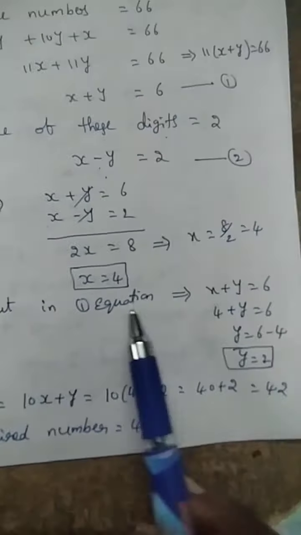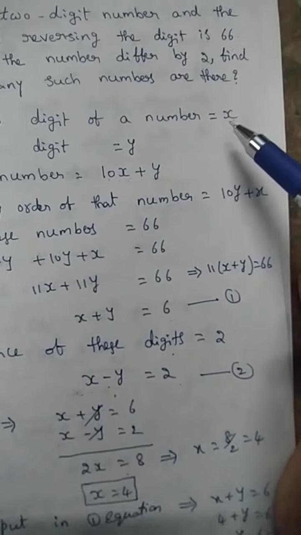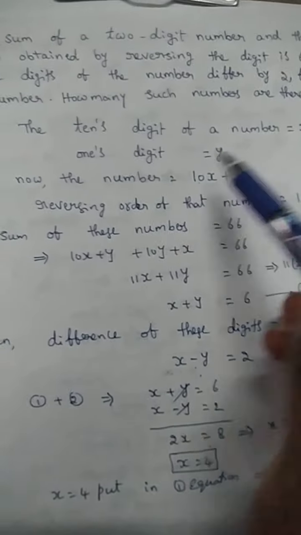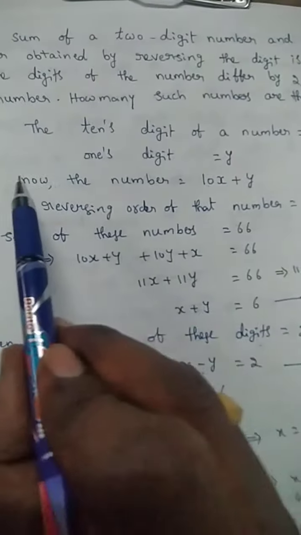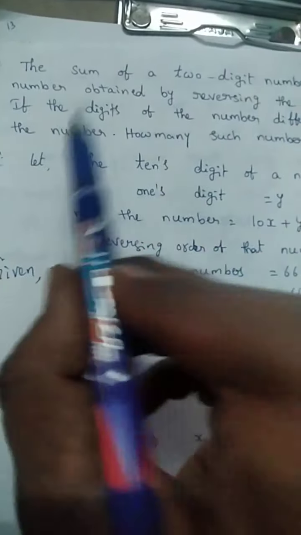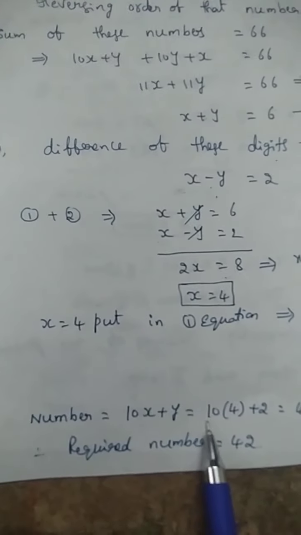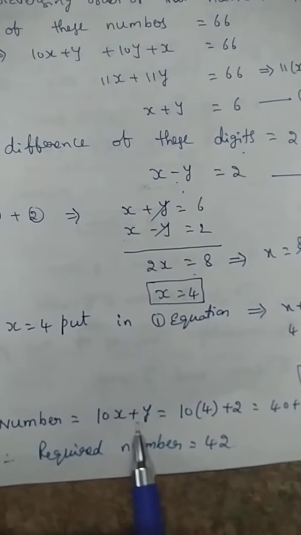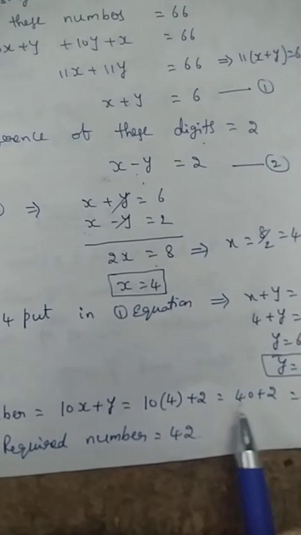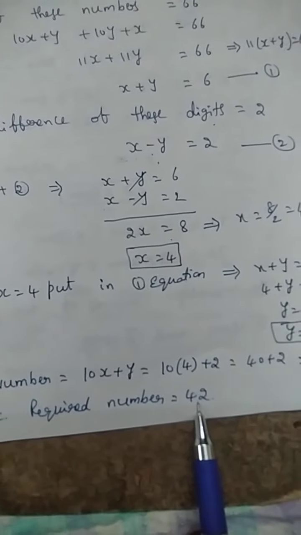Now we have x is equal to 4 and y is equal to 2. We assumed x is the tens digit and y is the ones digit, so the number is 10x plus y. The question asks us to find that number. The number is 10 into 4 plus 2: 10 into 4 is 40, and 40 plus 2 is 42. Therefore the required number is 42.